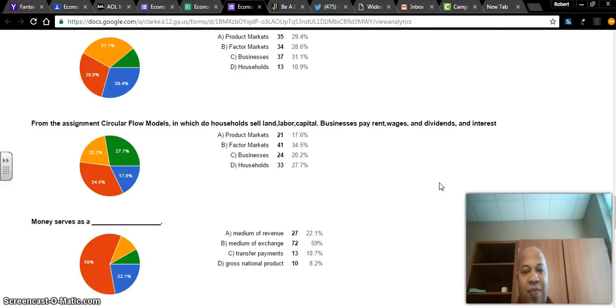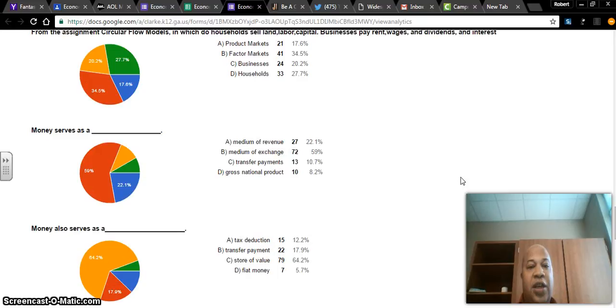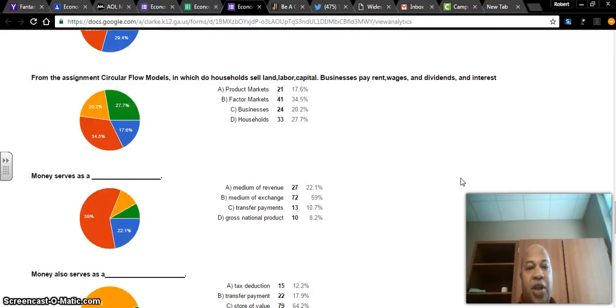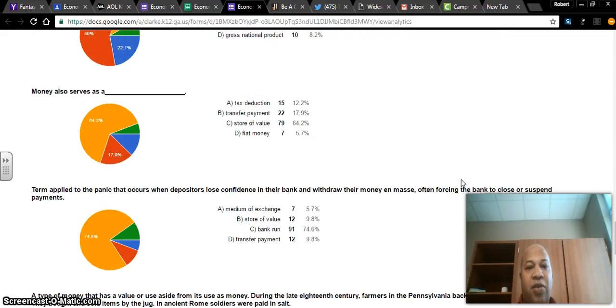Money serves as a medium of exchange, okay, a medium of exchange. All right, we've talked about that. We did lessons on that. Let's see. Money also serves as a store of value. Remember, $20 has $20 of value because we give it that value. Remember, beaver pelts, deer antlers, those types of things were valued as well.